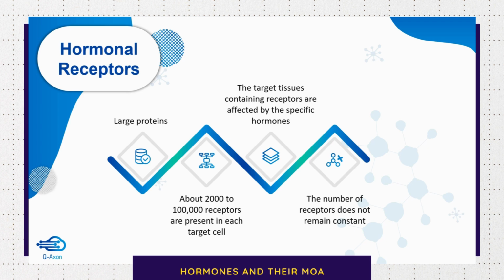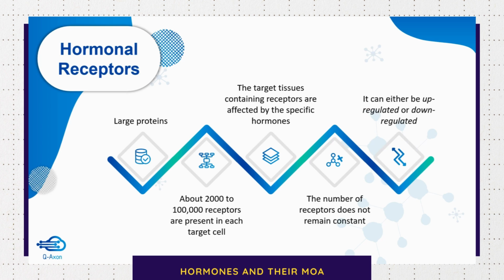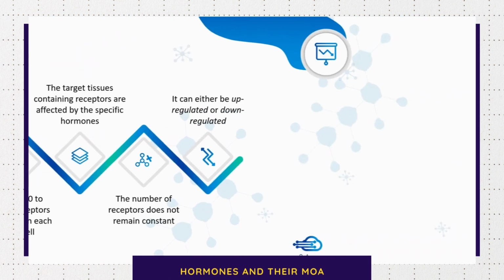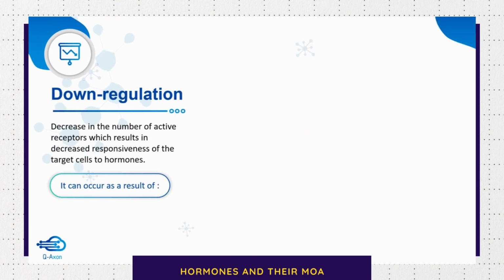However, the number of receptors does not remain constant. It can either be upregulated or downregulated. What is meant by downregulation? Decrease in the number of active receptors is called downregulation. It will result in decreased responsiveness of the target cells to hormones.